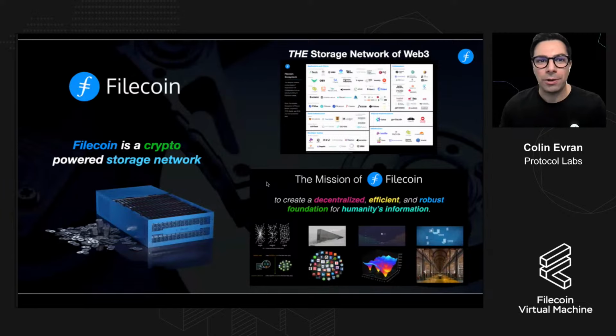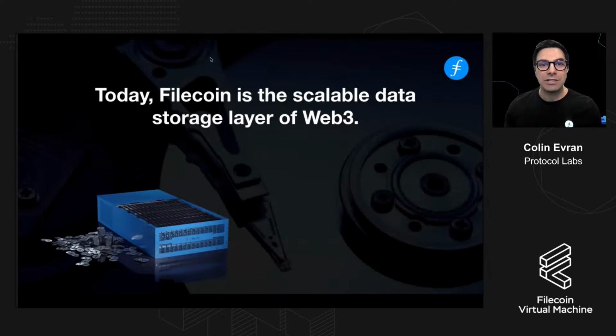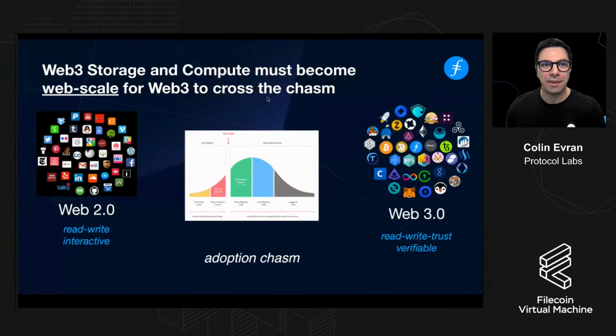As we all know, Filecoin is a crypto-powered storage network whose mission is to create a decentralized, efficient, and robust foundation for humanity's information. Over the last 2 years, Filecoin has really become the scalable data storage layer of Web3. Filecoin is now 99% of Web3 storage capacity, 96% of data storage utilization within Web3, and it's become the developer platform of choice for folks all over the Web3 space. But that still falls well short of our ambitions for the project.